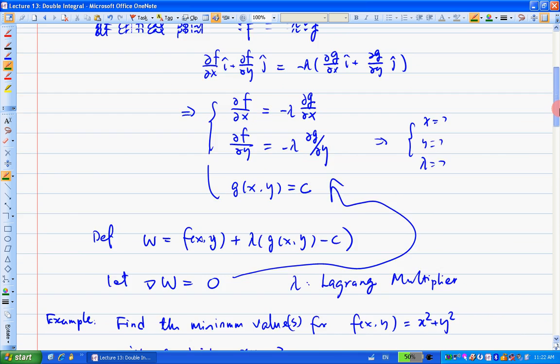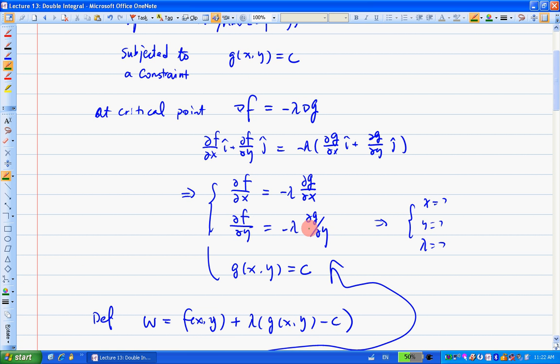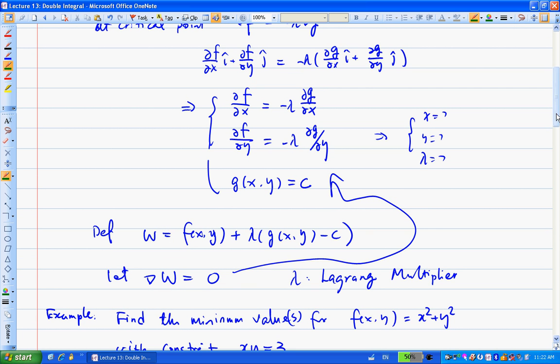The three equations here are equivalent to the gradient vector of W equal to 0. That makes sense, right? So del W equal to 0 gives you the critical point. Basically, this is the first derivative test. The x and y value you find is the critical point. Then if I want to find whether the x, y value I find is a minimum or maximum, I need to do a second derivative test. So the second derivative test is basically a test on this del W here.